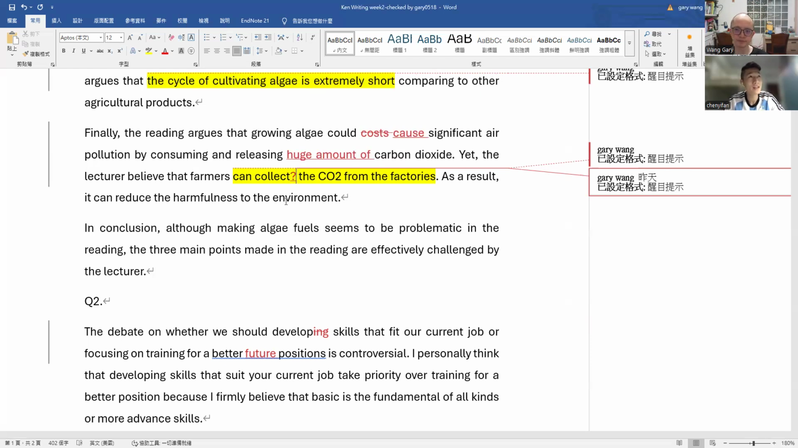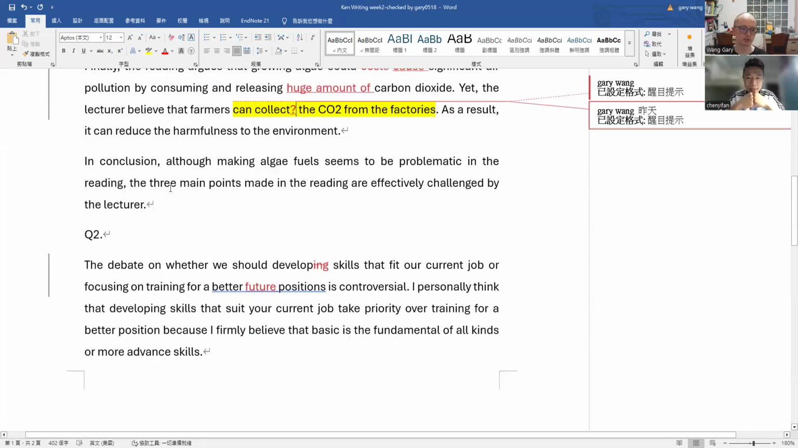Like the lecturer said, you can put it in some kind of tank. Some kind of what? A tank. Ah, okay. So the lecturer talks about maybe they have some special machine, so they can collect CO2. I think so. Okay, then no problem, because I wasn't sure. As a result, you can reduce the harm to the environment. Okay. In conclusion, no problem.